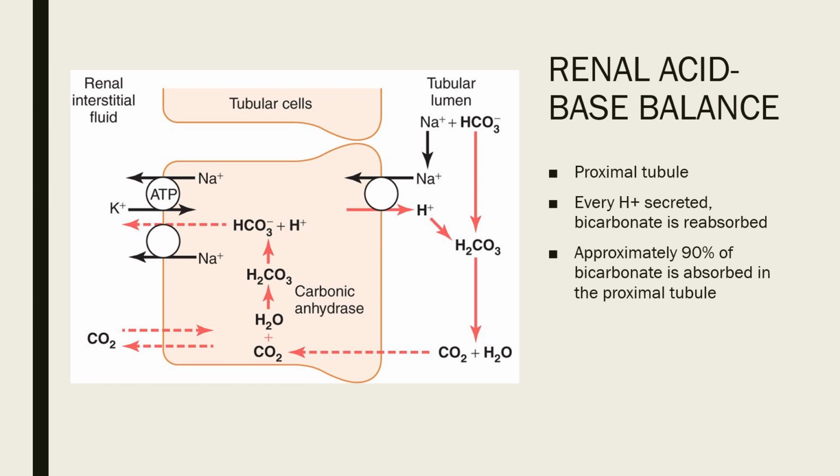Let us talk about the role of proximal tubule. Remember, in proximal tubule, approximately 60% of all the electrolytes, your sodium, potassium, your amino acids, phosphates, most of them get absorbed in proximal tubule. As far as bicarbonate is concerned, nearly 90% of the bicarbonate that is filtered in glomerulus is absorbed here.